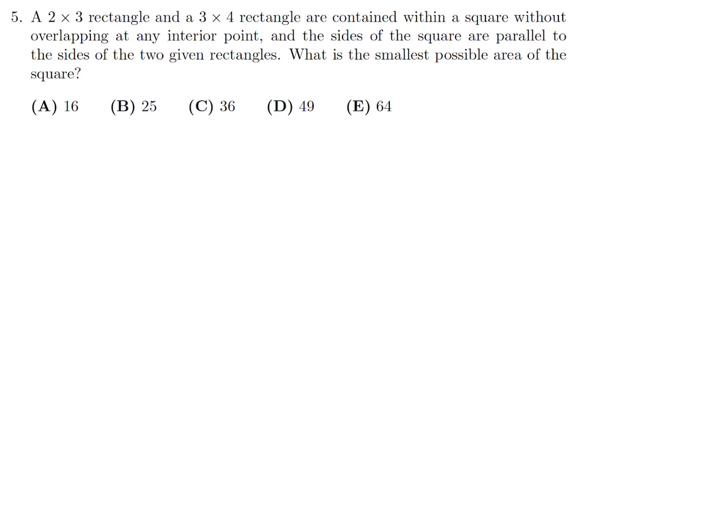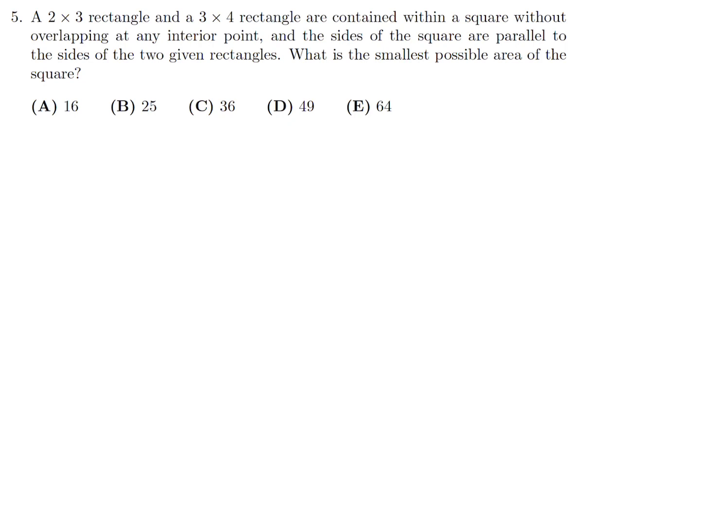A 2 by 3 rectangle and a 3 by 4 rectangle are contained within a square without overlapping at any interior point, and the sides of the square are parallel to the sides of the two given rectangles. What is the smallest possible area of the square?